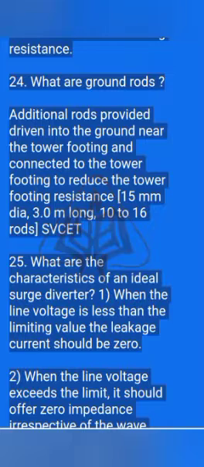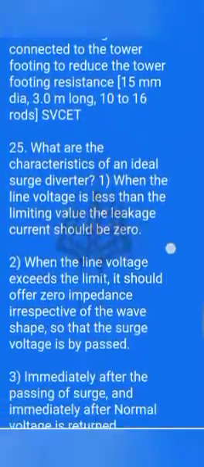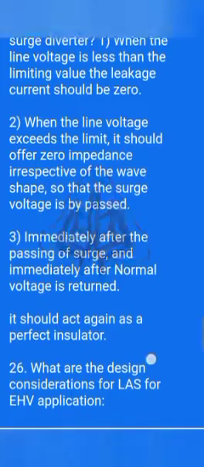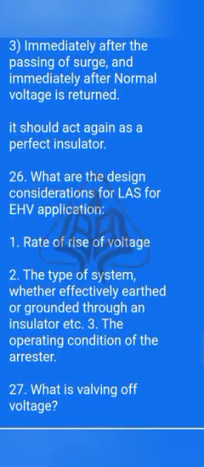25. What are the characteristics of an ideal surge diverter? 1. When the line voltage is less than the limiting value, the leakage current should be 0. 2. When the line voltage exceeds the limit, it should offer zero impedance irrespective of the wave shape, so that the surge voltage is bypassed. 3. Immediately after the passing of surge, and after normal voltage is returned, it should act again as a perfect insulator.